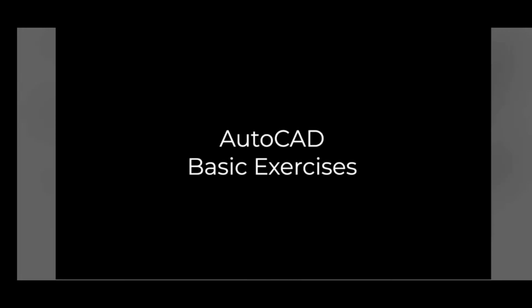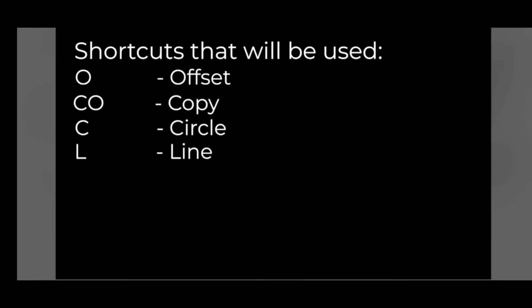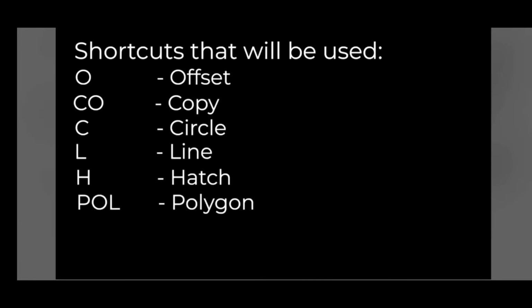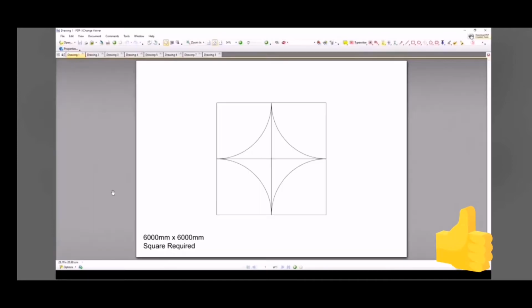For that, I will show you some of the shortcuts that will be used in this video. The shortcuts that will be used are offset, copy, circle, line, hatch, polygon, rectangle, and trim. These are the shortcuts that we're going to use for all of the exercises. Then we'll proceed with the drawing 1.